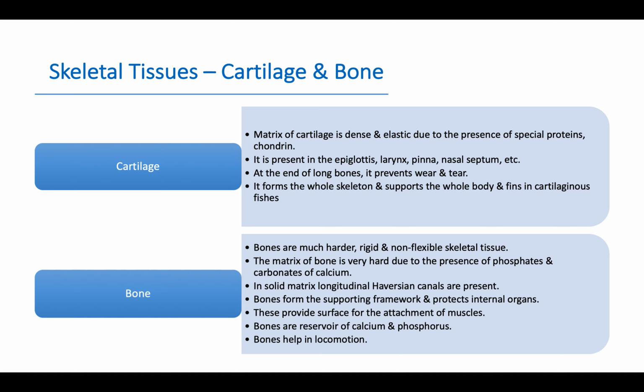Bone. Bones are much harder, rigid, and non-flexible skeletal tissue. The matrix of bone is very hard due to the presence of phosphates and carbonates of calcium. In solid matrix, longitudinal Haversian canals are present. Bones form the supporting framework and protect internal organs.